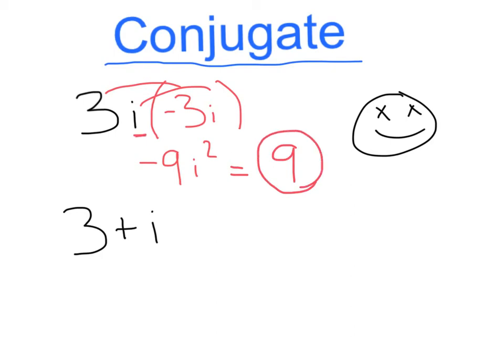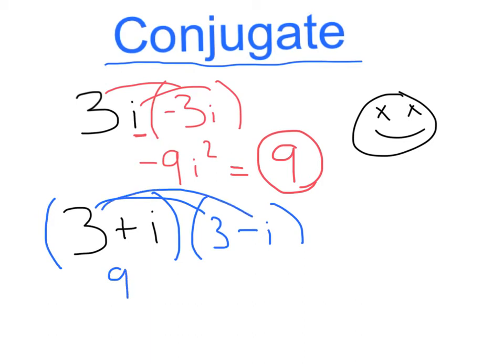Let's take a look at this 3 plus i down here. Here we have 3 plus i. The conjugate is going to be the opposite, 3 minus i. Now if we distribute this out, we'll get 3 times 3 is 9, 3 times negative i is minus 3i, i times 3 is plus 3i, and then plus i times negative i is negative i squared. And remember, this i squared is going to become a negative 1, so overall this is going to become a positive 1.